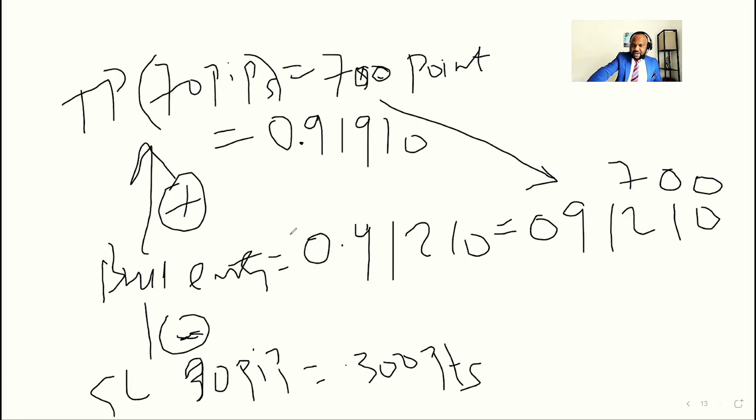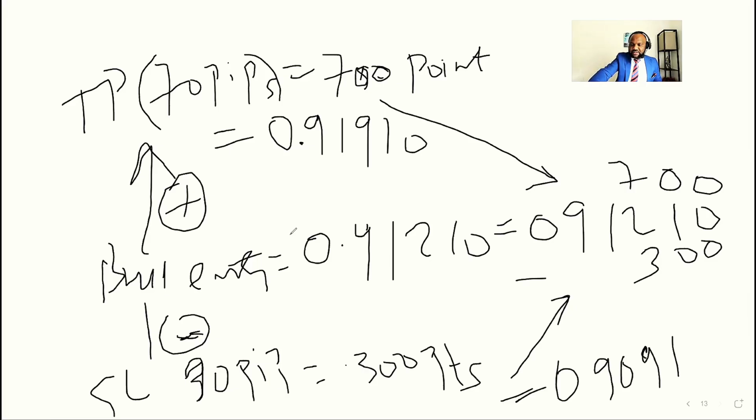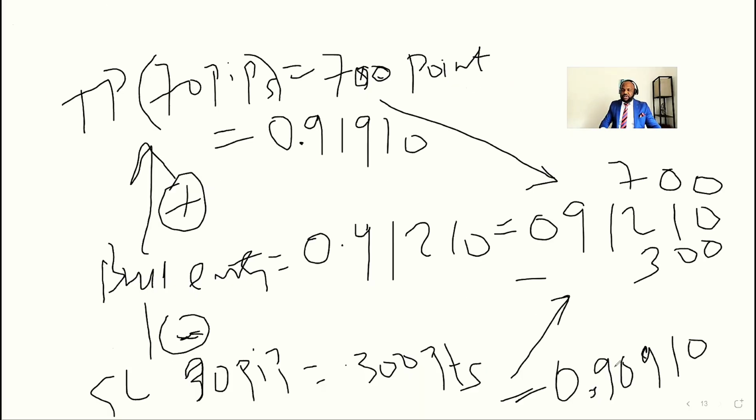Then subtract 300 for the stop loss. That gives us 0.90910. So if you got that, then you've dealt with it. Now I want to make a quick note.